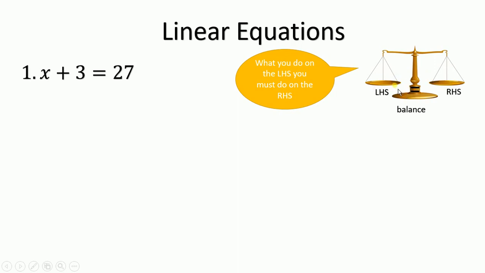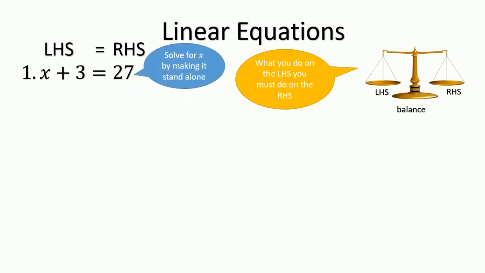Now the same as in a balance, we apply that to an equation. So we'll have on our left hand side the x + 3 in my example, the equal sign, and then on the right hand side we'll have a 27. So our aim here is to make x stand alone, solve x by making it stand alone. So in this case, in order for us to make the x stand alone, otherwise get rid of the 3, we need to add a negative 3, and that negative 3 and positive 3 will give me 0.